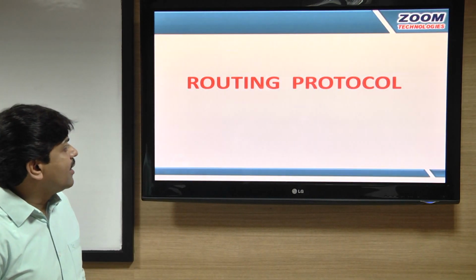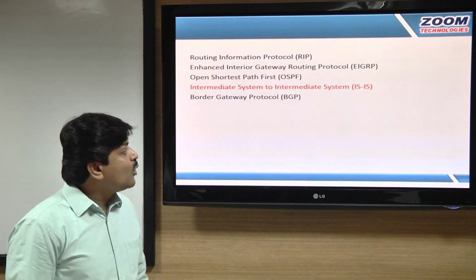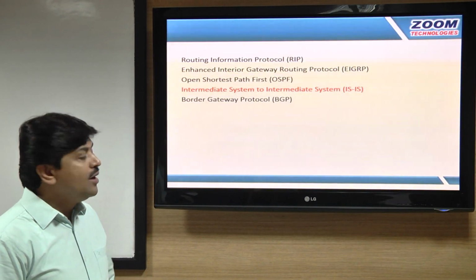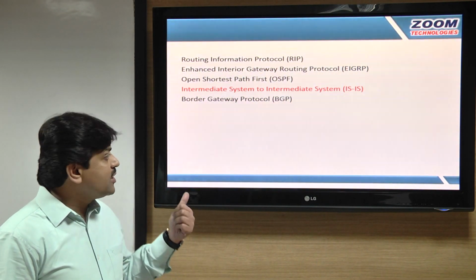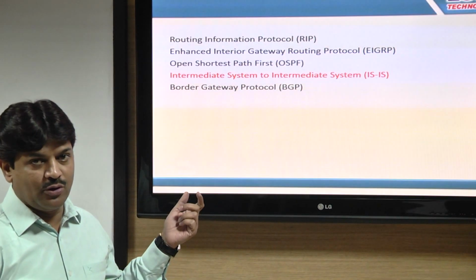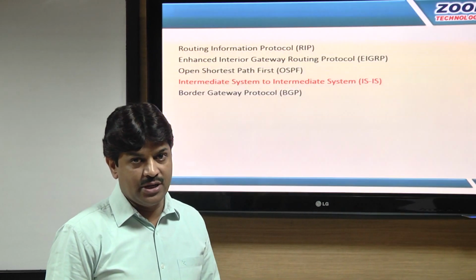We have routing protocols like RIP, Routing Information Protocol, Enhanced Interior Gateway Routing Protocol, OSPF, Open Shortest Path First, and Intermediate System to Intermediate System, and then we have Border Gateway Protocol. So I'm discussing ISIS, Intermediate System to Intermediate System.